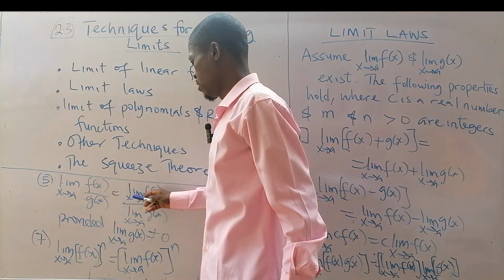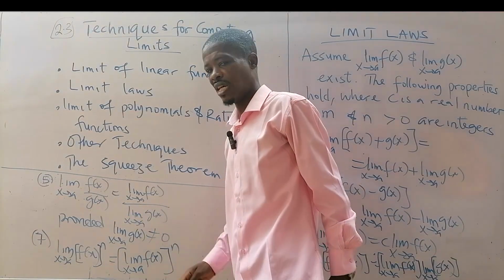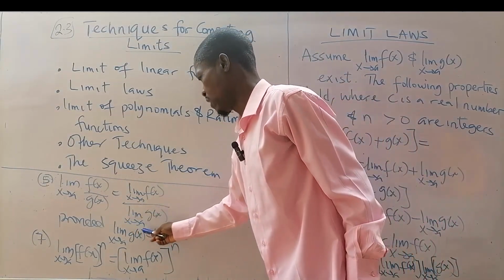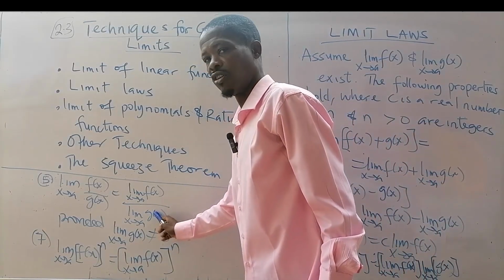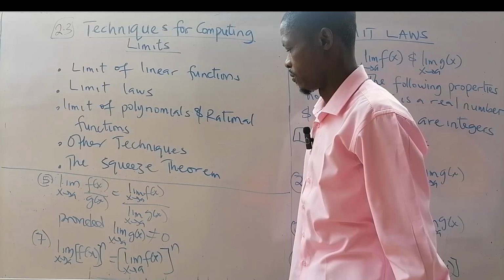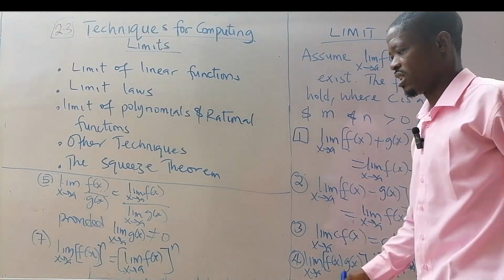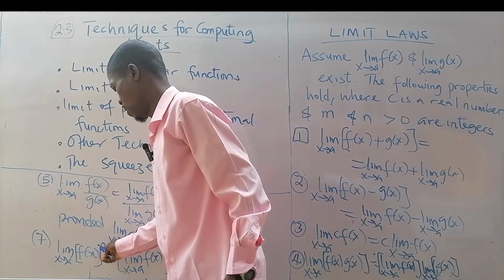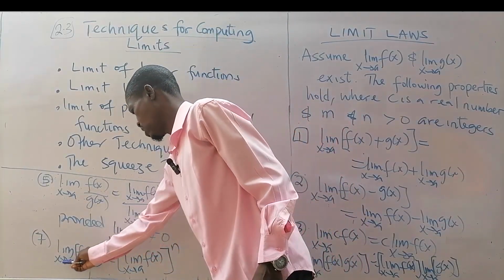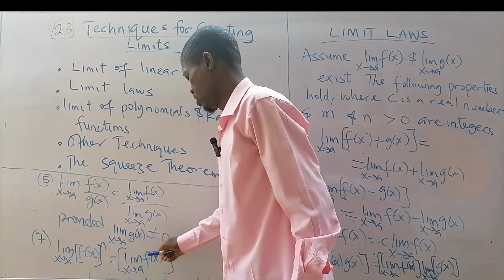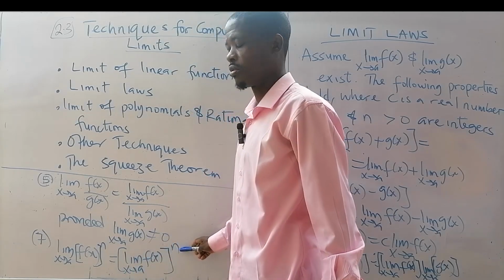Okay, it's going to be the limit of the numerator over the limit of the denominator for that function as x tends to a. Note that g, the denominator, must not be equal to 0. And finally, on the list of the laws is the limit of f of x to the power n. That will be equal to, as x tends to a, everything open in brackets: the limit of f of x as x tends to a, to the power n.